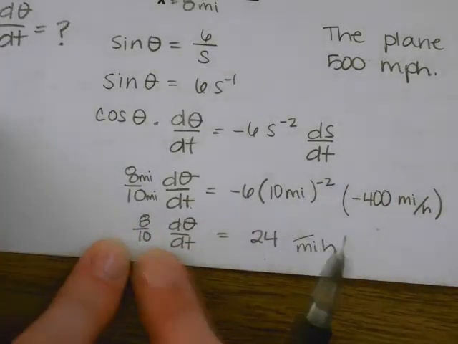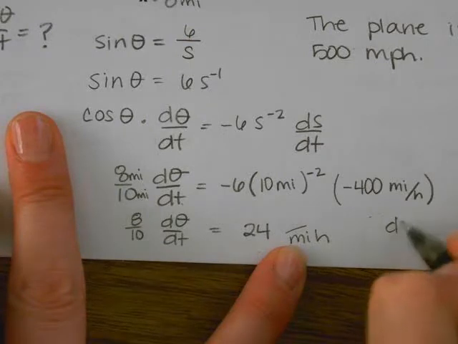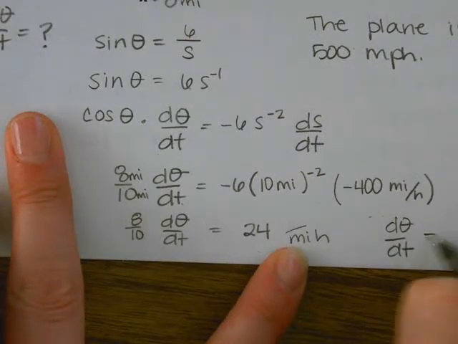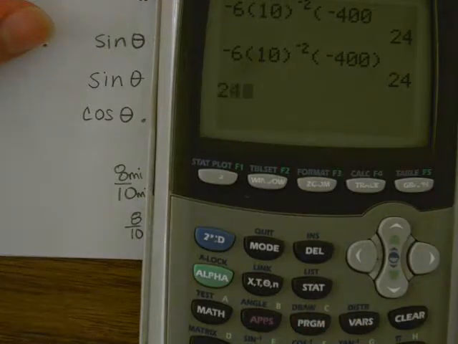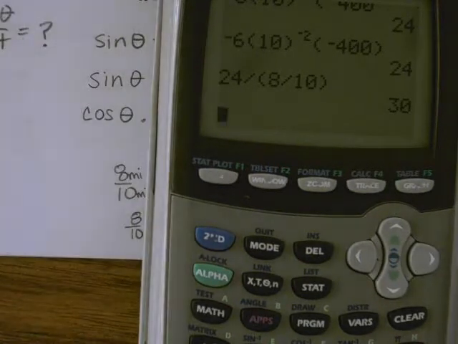But anyway, we can get the number though, right? So how do we get the d theta dt all by itself? Yeah, so we're going to say 24 divided by, when you divide by 8/10, make sure you put that in parentheses so you get that right.